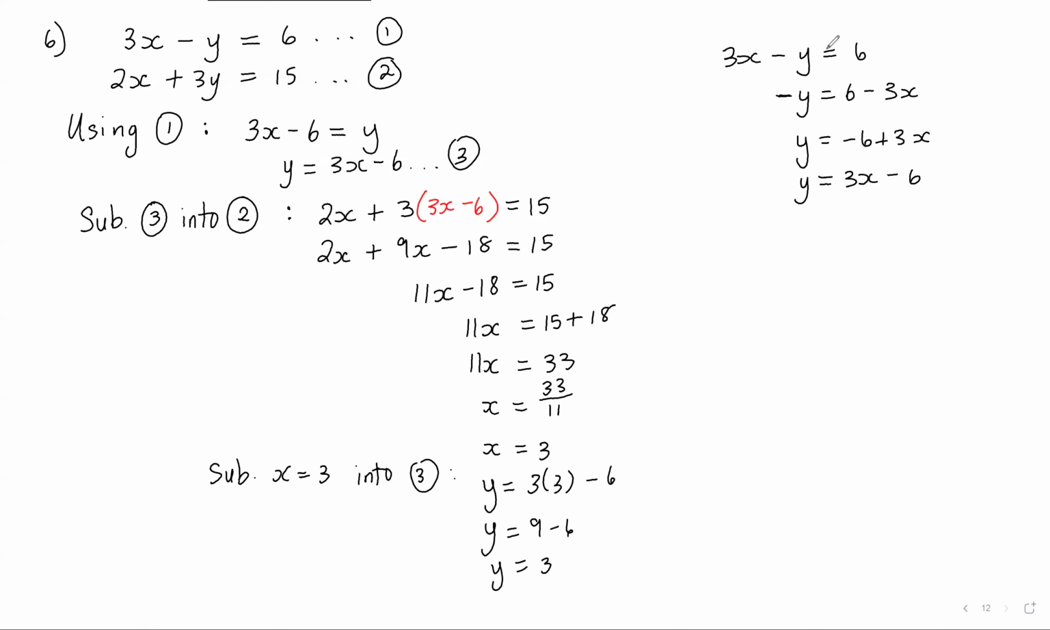And now checking to see if our answers are correct. In equation 1, it's 3x minus y. So let's see. 3 times 3 minus 3 is equal to 6. So it's correct there. And then the second one, 2 times 3 plus 3 times 3. Well, that's 6 plus 9, which is equal to 15. So it substitutes correctly into both equations.